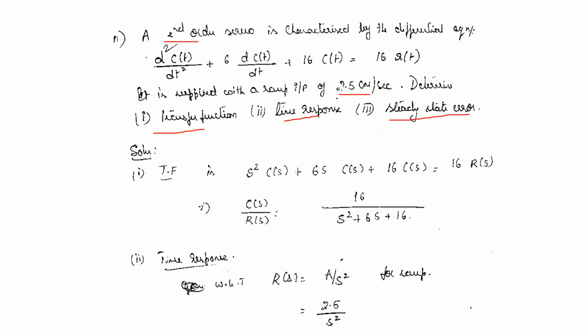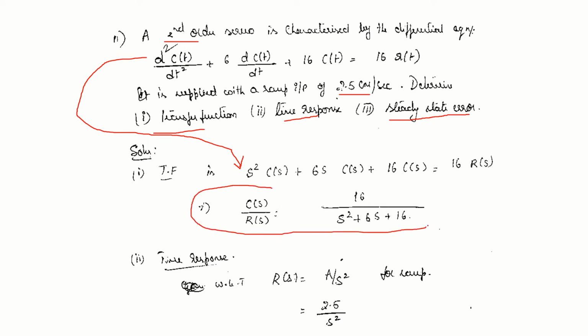So we will take this differential equation. If I take the Laplace transform assuming all initial conditions to be 0, this will become s square c of s plus 6s c of s plus 16 c of s is equal to 16 r of s. So c of s by r of s is 16 divided by s square plus 6s plus 16. You got the transfer function.